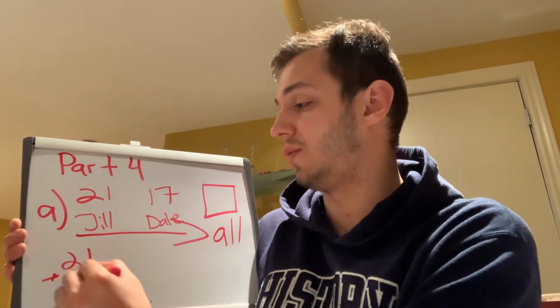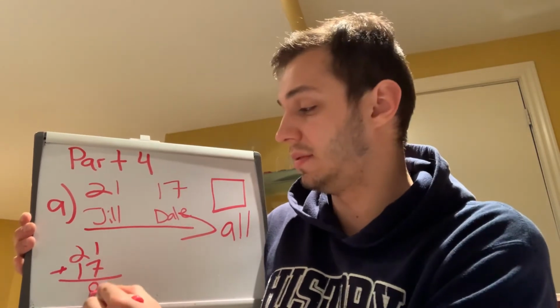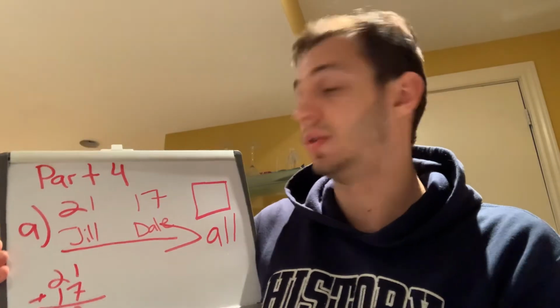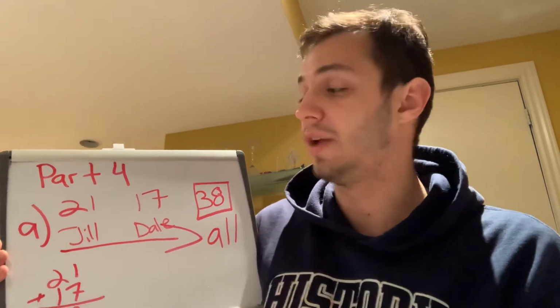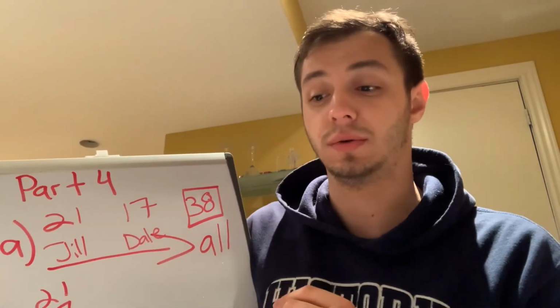Right, so 21 plus 17, 7 plus 1 will give us 8. 2 plus 1 will give us 3. So our answer is 38 books. So together, Jill and Dale read 38 books.